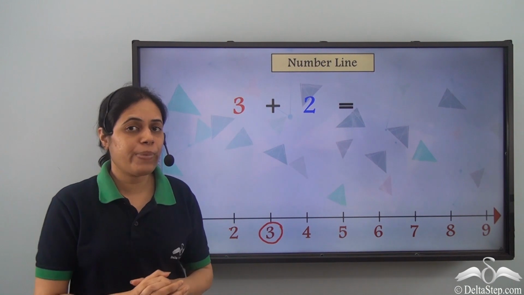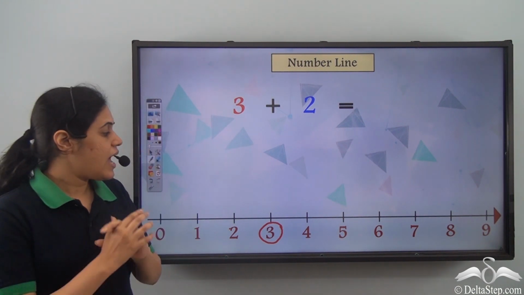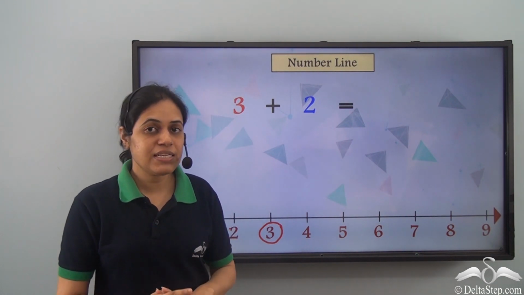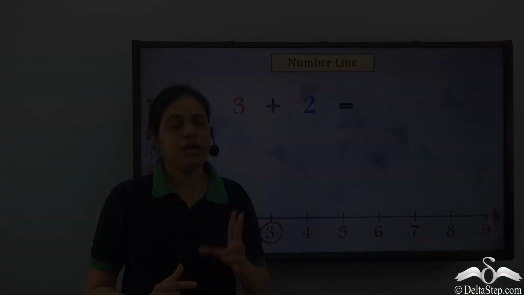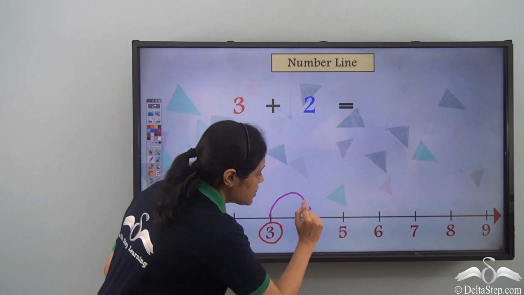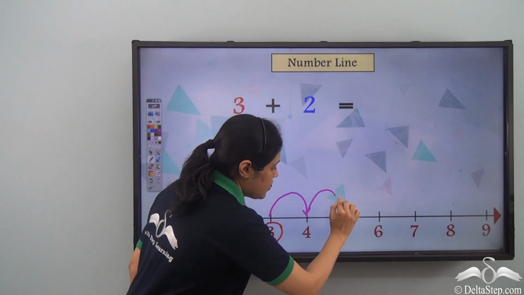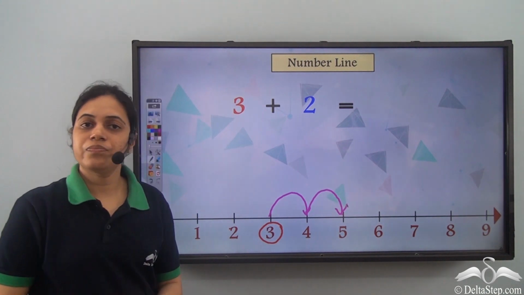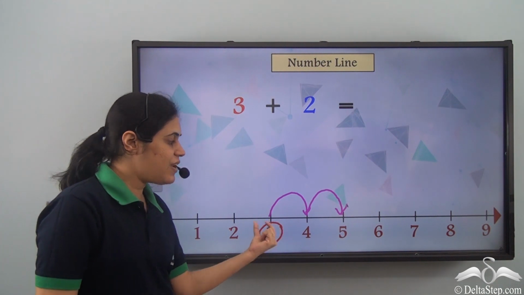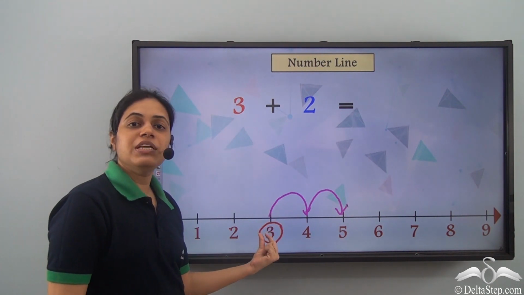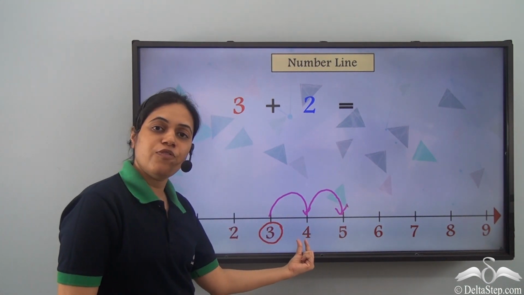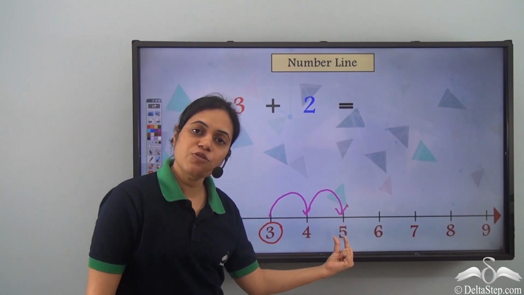What do I mean by hopping or jumping 2 places? I need to hop 2 unit gaps. That is, I need to hop 2 units. How will I hop 2 units? 1 unit, 2 units. So this is how I can hop 2 units. So remember, when I am hopping, 1 unit means going to the next number. So 1 unit brings me to 4. Second unit brings me to 5.